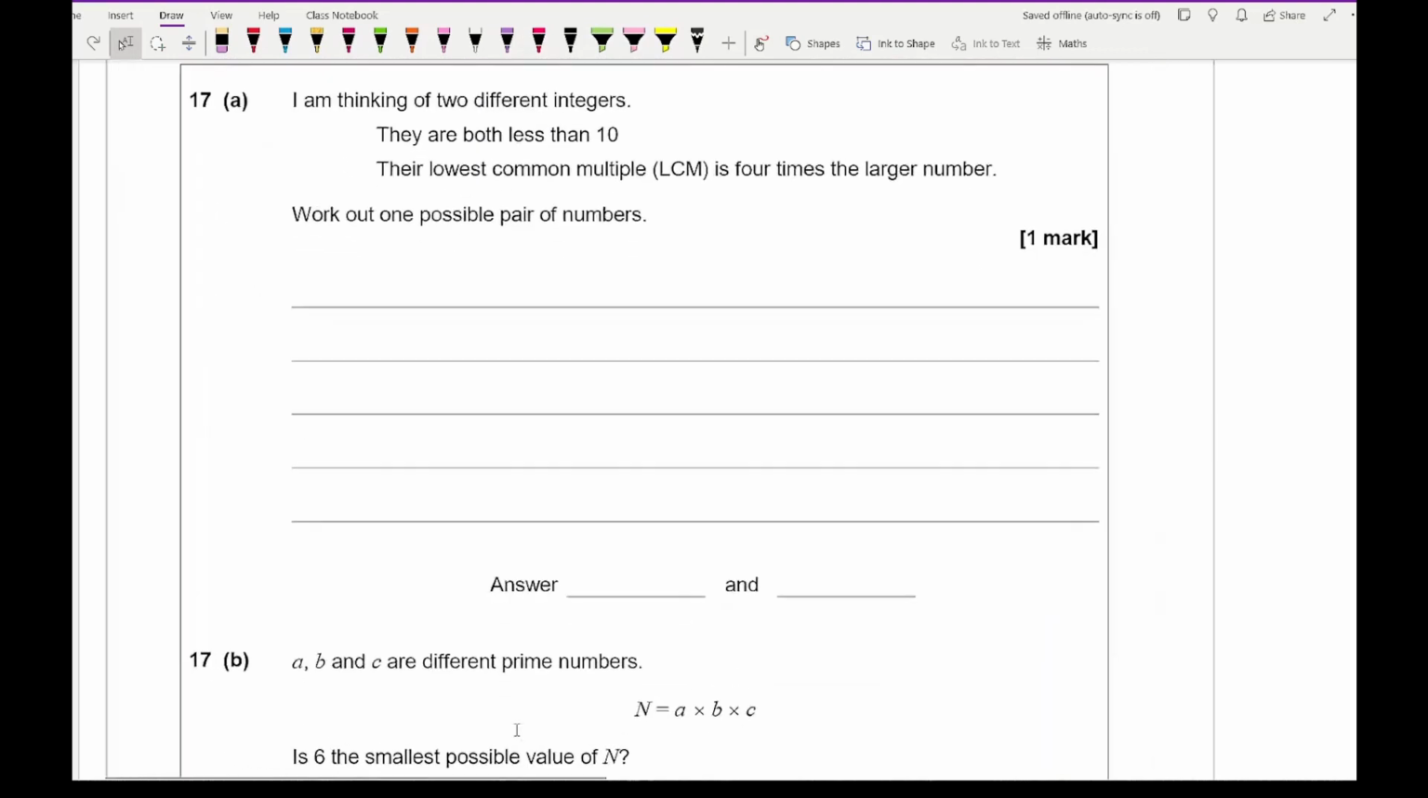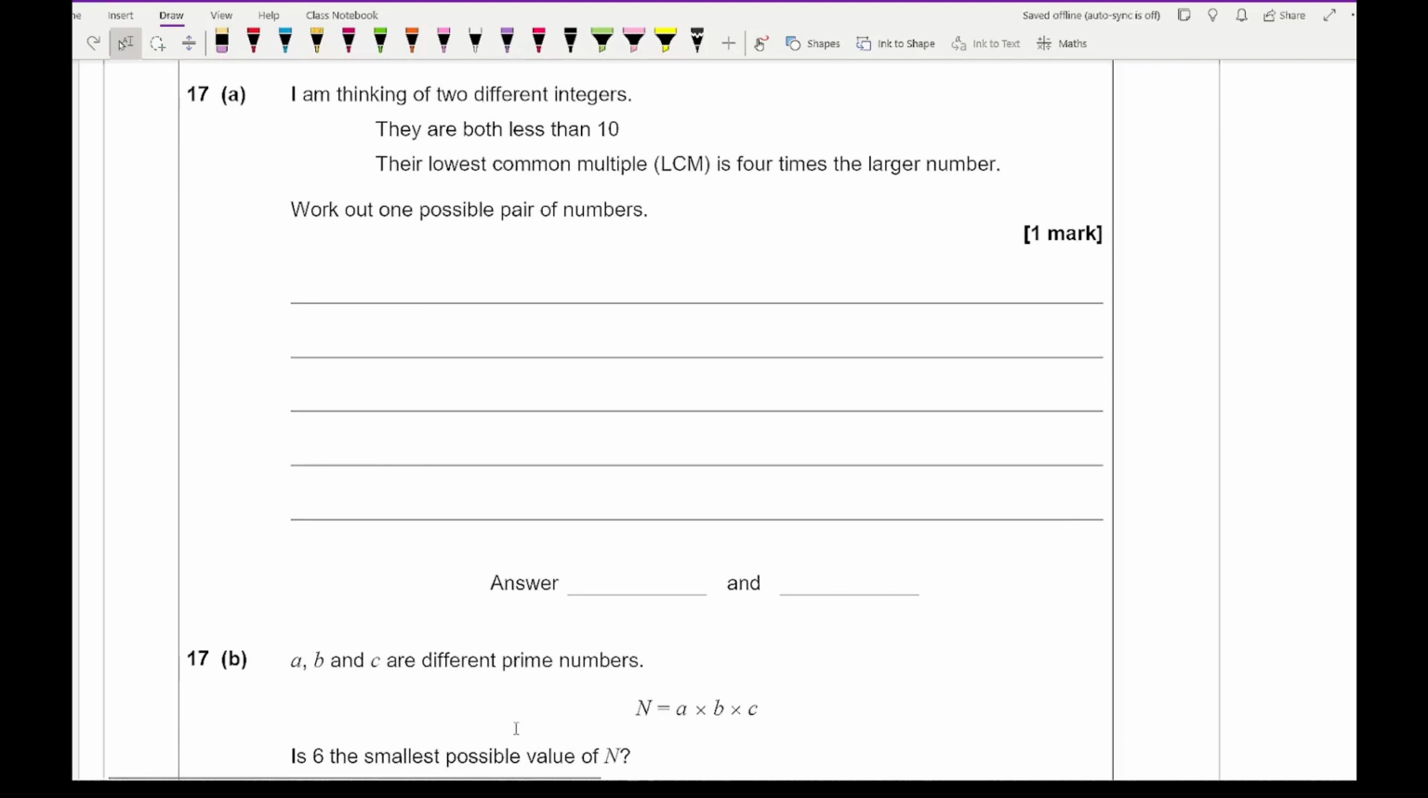Moving on to question 17, it says I'm thinking of two different integers. They are both less than 10, and the lowest common multiple is 4 times the largest number. Work out the pair of numbers. So let's have a look at this. Now for this, again, there's a couple of combinations you can have. Because it's going to be a multiple of 4, let's just assume that the smallest number is going to be 4. Now for it to be the lowest common multiple is going to be 4 times the largest number.